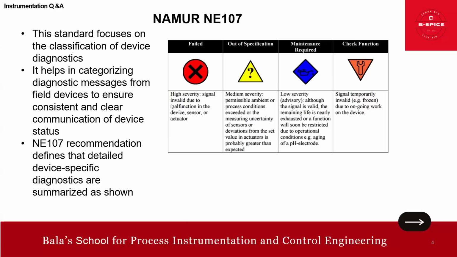Of course, whether it is a device or a sensor, all these we can make out from the NE43, right? Then out of spec, medium severity: permissible ambient or process condition exceeded, or the measurement uncertainty of the sensor or deviation from the set value in the actuator is probably greater than expected. So this also you'll have clarity, right friends? Basically it focuses on the device diagnostics. That is a beauty.